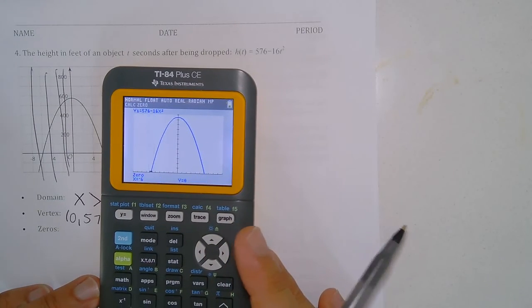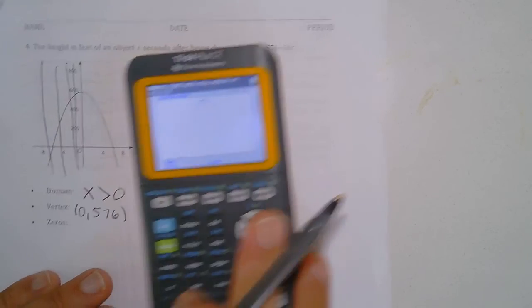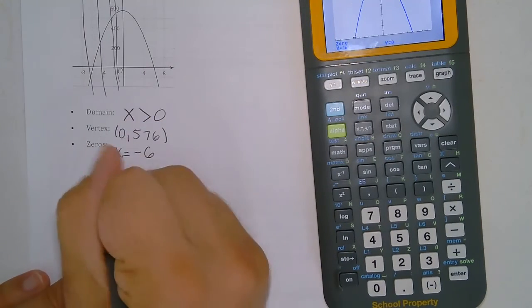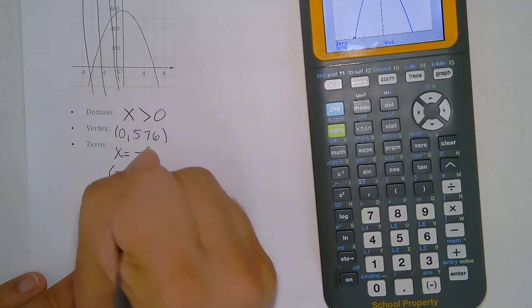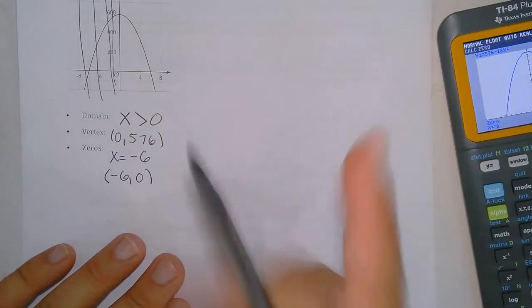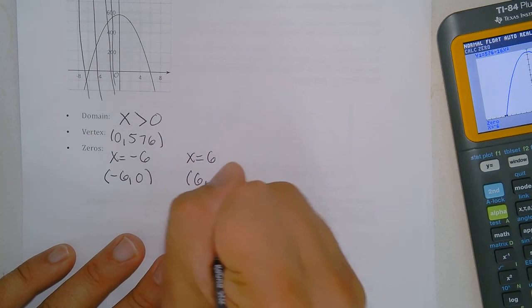Going to the right, hit enter. And the first 0 is x is -6. Or you could list that as an x-intercept of -6 for x and 0 for y. Same thing over here. This is symmetrical. So this is going to be x equals 6. And it is going to be at 6, 0.